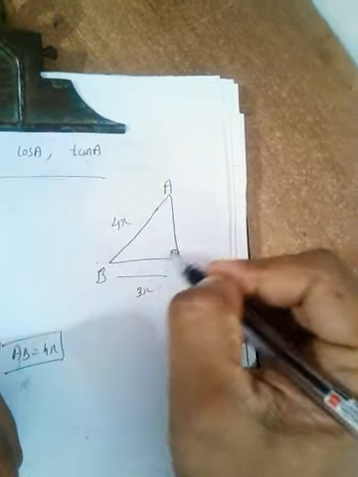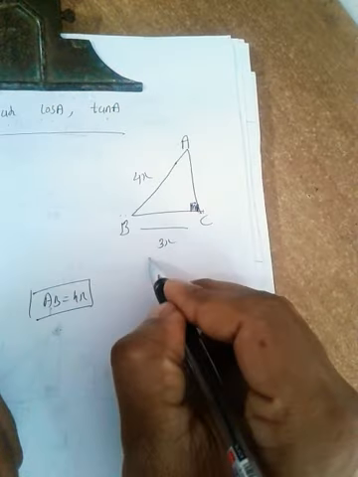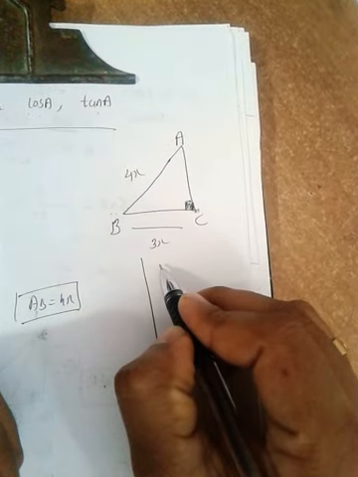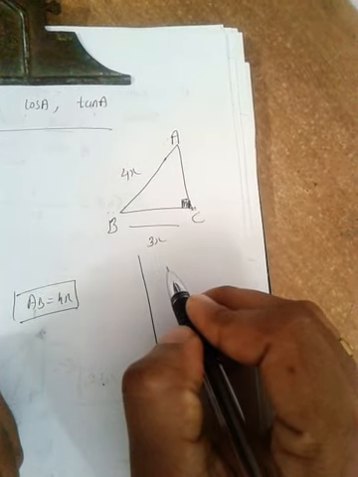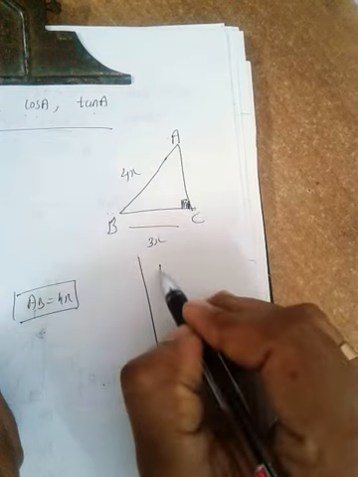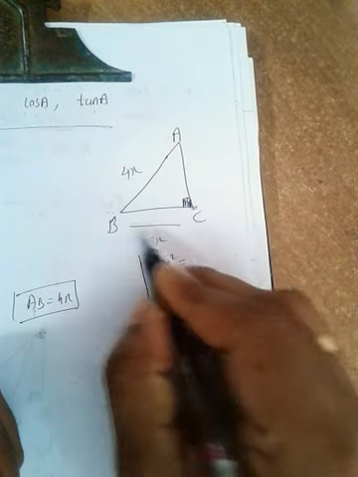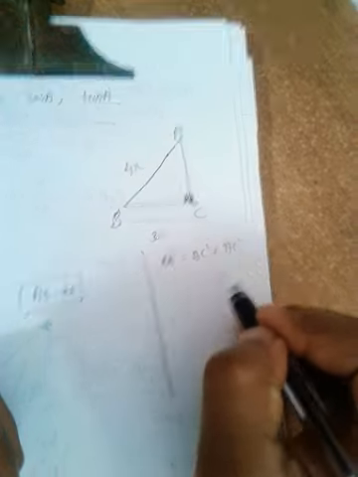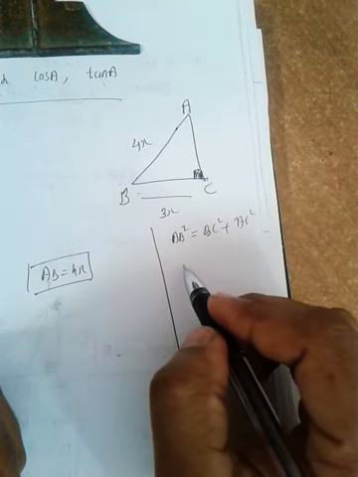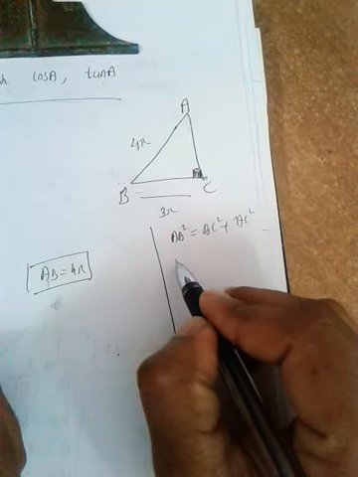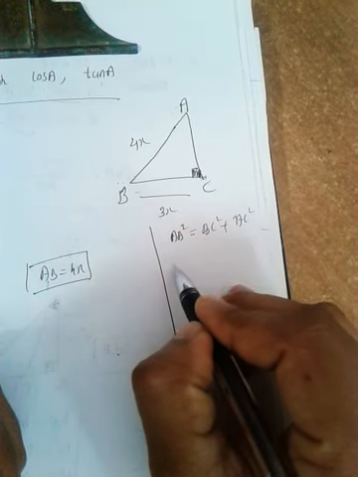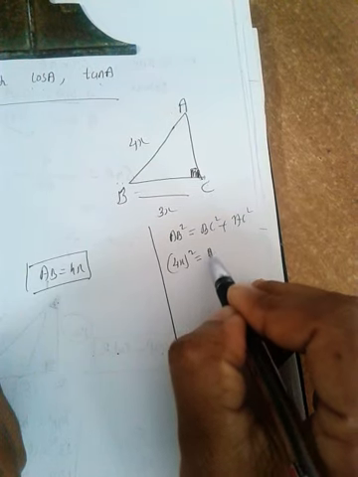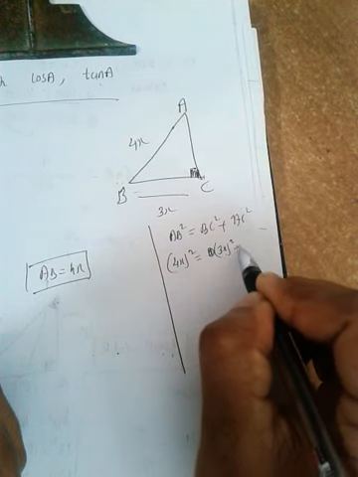So we got two sides and one more side is remaining. In order to calculate this side, what can we use? Pythagoras theorem. Pythagoras theorem says that hypotenuse square is equal to base square plus height square. What is the hypotenuse here? AB. So hypotenuse square is equal to base square BC square plus height square AC square. AB is 4x, so 4x square is equal to BC square, 3x square, plus AC square.